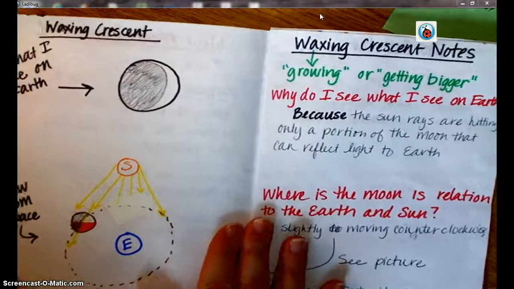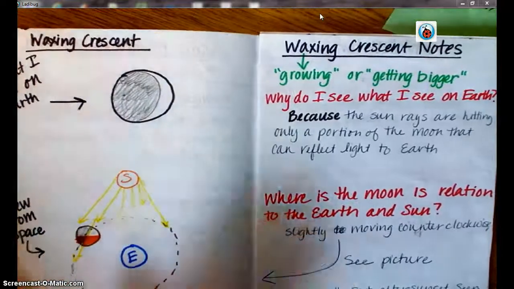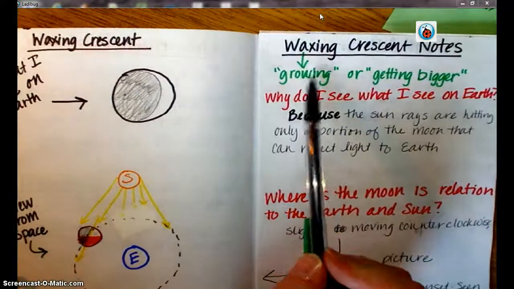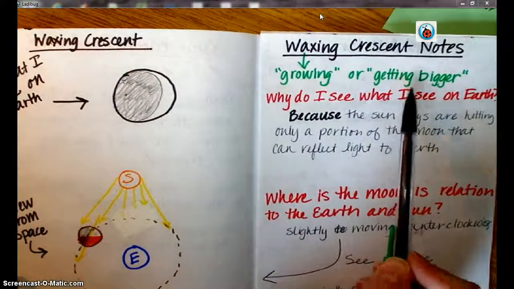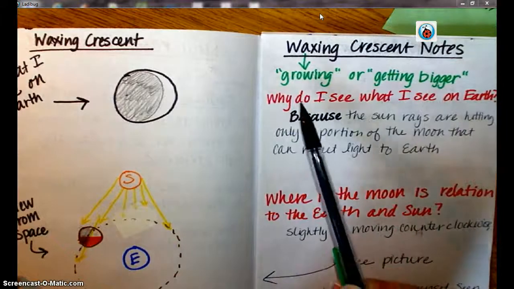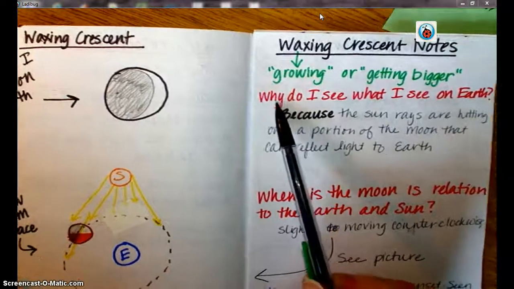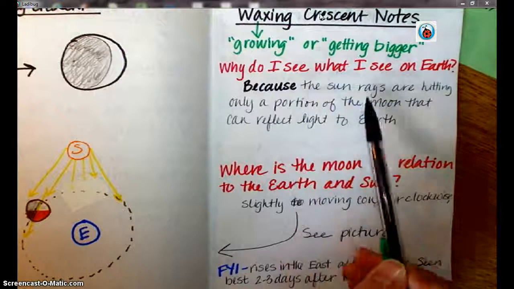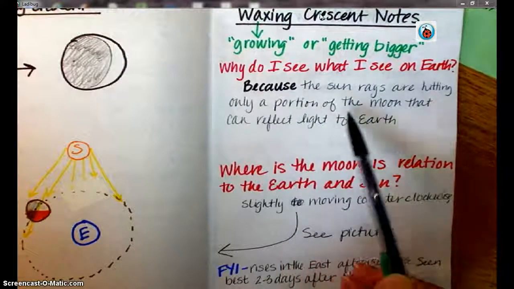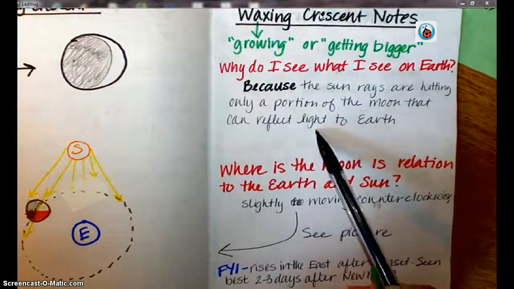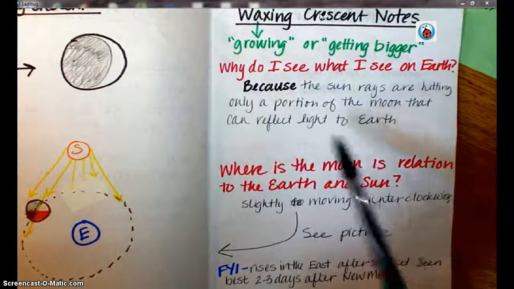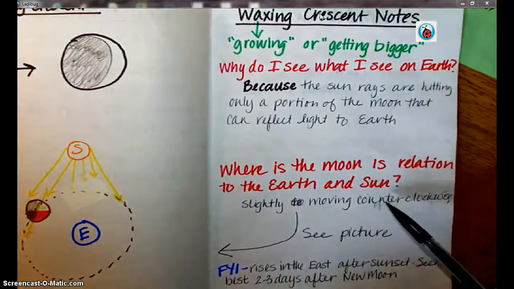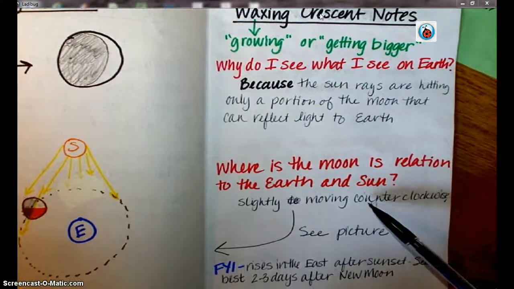Okay, so next thing I have is waxing crescent. Now remember, the word waxing means growing or getting bigger. So remember, here's our two questions. Why do I see what I see on Earth? Because the sun's rays are hitting only a portion of the moon that can reflect light. And I'll explain that in just a second. How we're going to explain that is based off the relationship of the location.